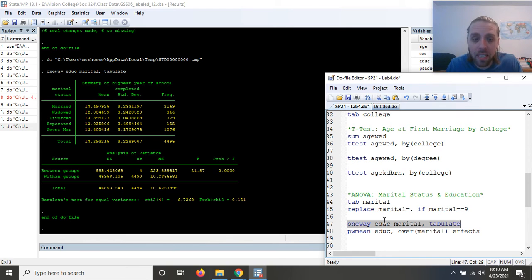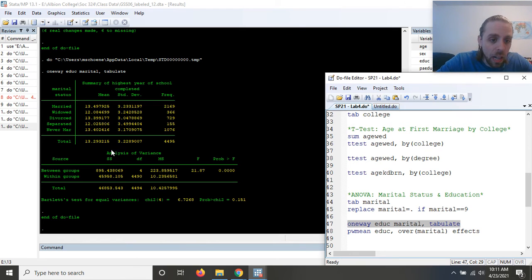So what we're hypothesizing here is that average years of education is different across marital statuses. I think that's a reasonable thing to hypothesize. So oneway, EDUC, marital, comma, tabulate. And look at what you have. You have an analysis of variance.